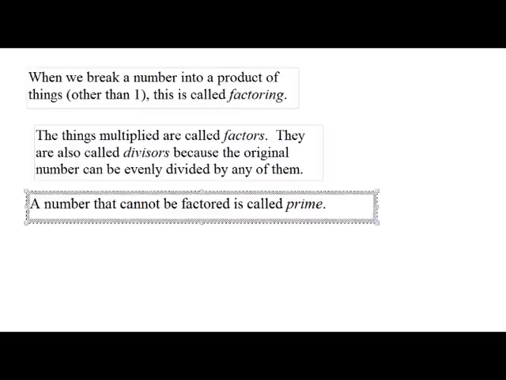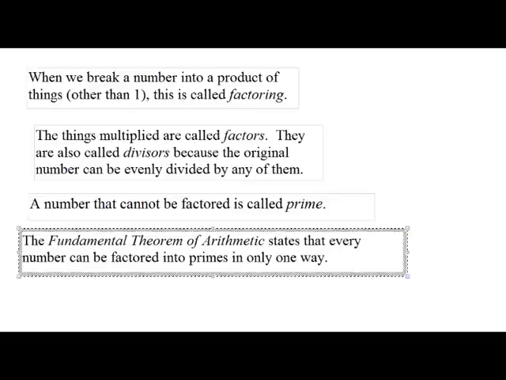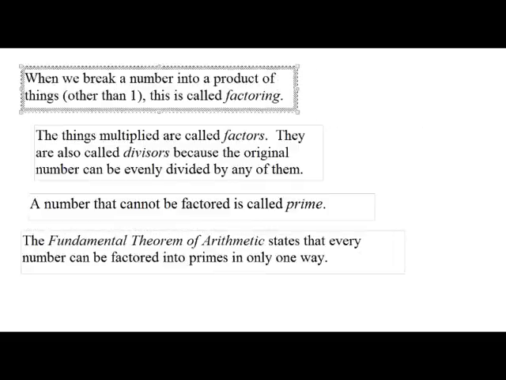I talk about this because the fundamental theorem of arithmetic says that the most important thing in all of arithmetic is that every number can be broken down into prime numbers. Not just broken down into prime numbers, but broken down into prime numbers in only one way. In other words, it's almost like a fingerprint. Every number has a particularly unique listing of prime numbers. So let's do some examples.